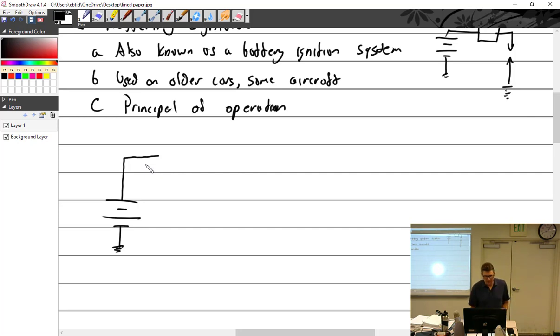But moving on to this, we're talking about the battery ignition system. We've got a battery. We've got a switch. And we're going to run it through a transformer, which means we're going to have a coil. And we're going to run that coil over to, I'll draw it over here, a set of points.